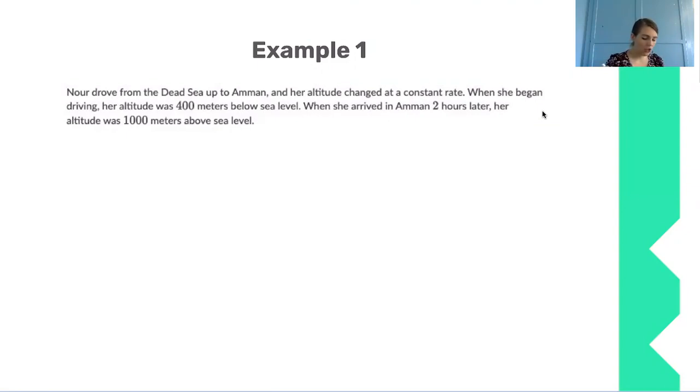When she began driving, her altitude was 400 meters below sea level. When she arrived in Amman, 2 hours later, her altitude was 1,000 meters above sea level. So what I'm seeing with our X value and our Y value is the first thing that I'm going to try to set.